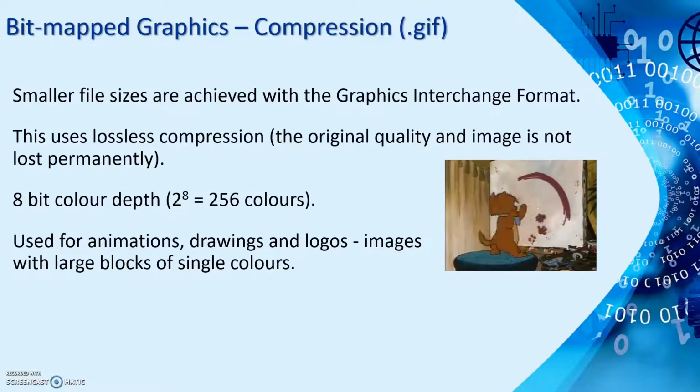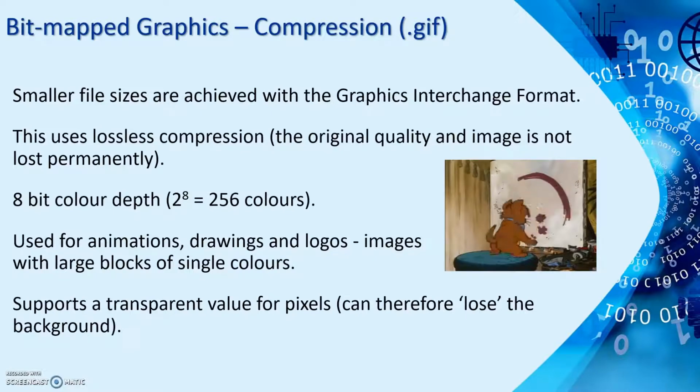Apologies for giving you one to distract you, but we're talking about images. But we can use it for little animated GIFs as well. The good thing about a GIF image is that it actually supports a transparent value for pixels. So one of those 256 colours is actually fully transparent. That means that you can get rid of the background of an image. Okay, so that's quite important for a GIF.